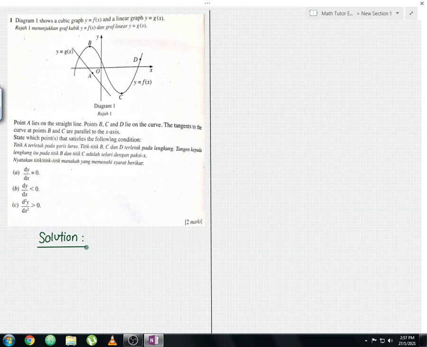Now I'll be discussing SPM 2017 paper 1 question number 1 from form 4 chapter 9 differentiation.